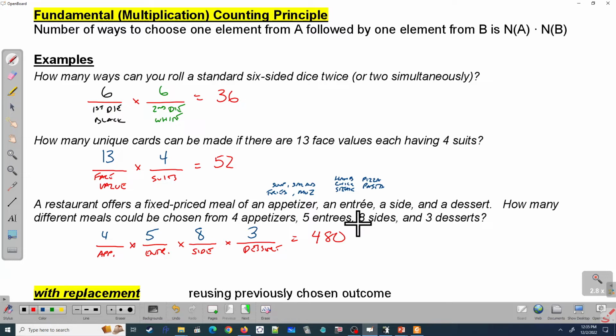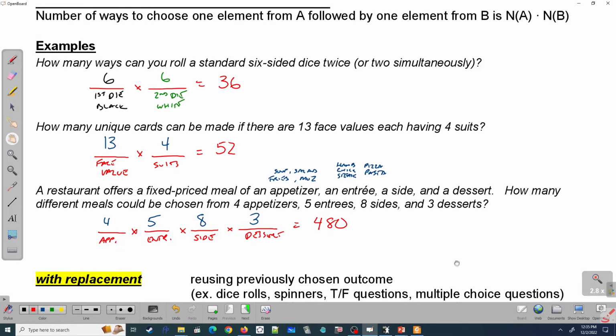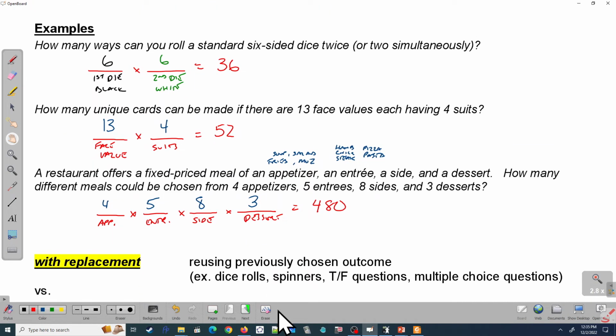Okay. Let's continue on because I'm going to continue doing the multiplication counting principle, but I have to know a couple things, especially for, let's say, this situation right here about the die, because when I roll 2 dice, I'm assuming that I can re-roll a 6 on both dice. I can roll a 6 and a 6. If that's the case, then I am dealing with replacement. That would be dice rolls, spinners, true and false questions, multiple choice questions, things that I can reuse the same outcome over and over again.